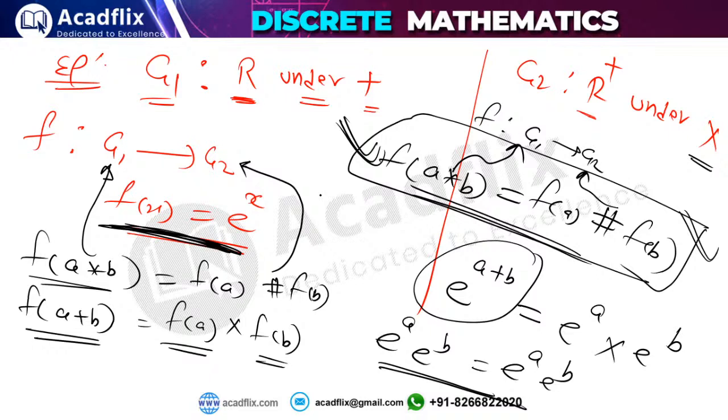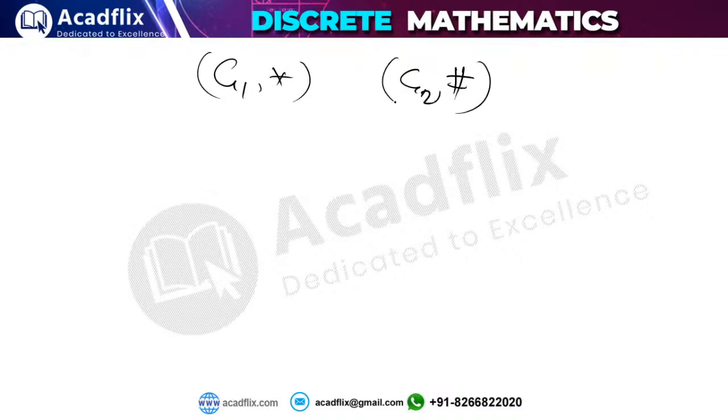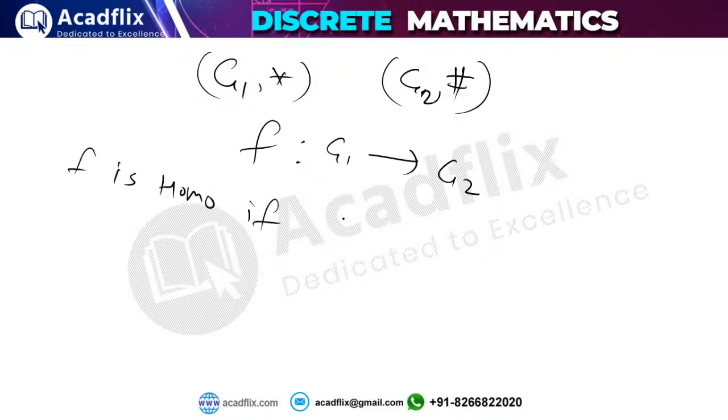Does anyone have any doubt in homomorphism? Very simple, let me tell you the procedure. You have a group G1 and this group G1 has this operation, and you have a group G2, and this group G2 has this operation. If I give you a function from G1 to G2, then f is a homomorphism if we satisfy this property.